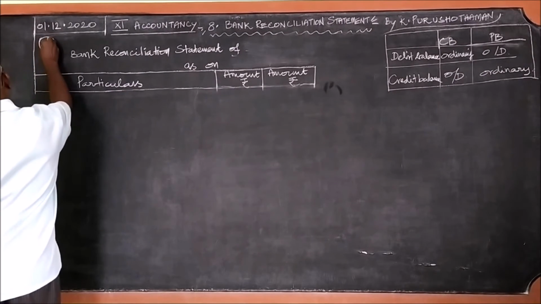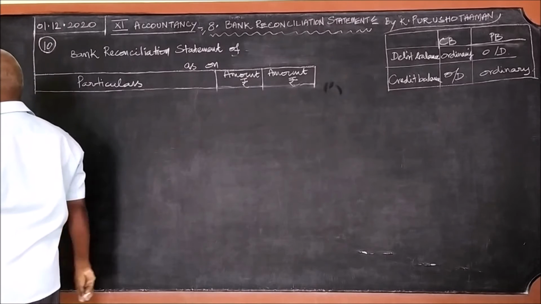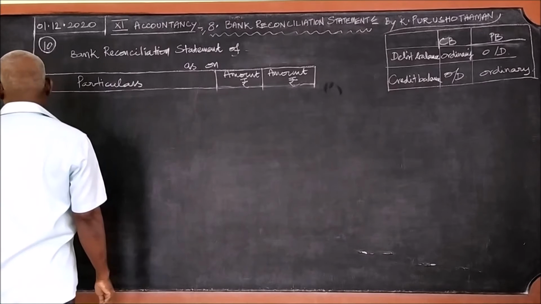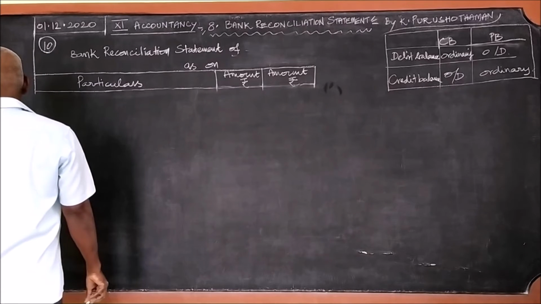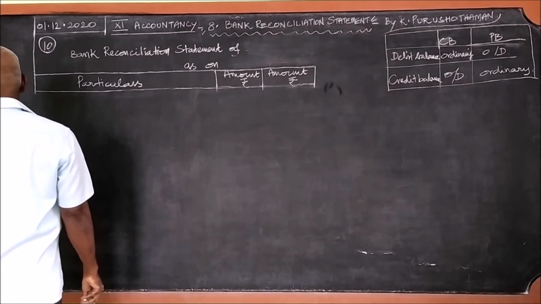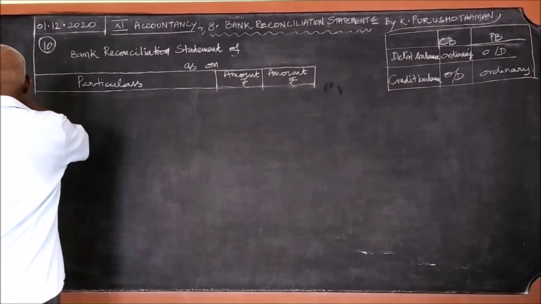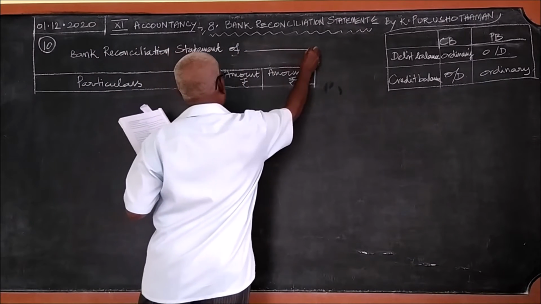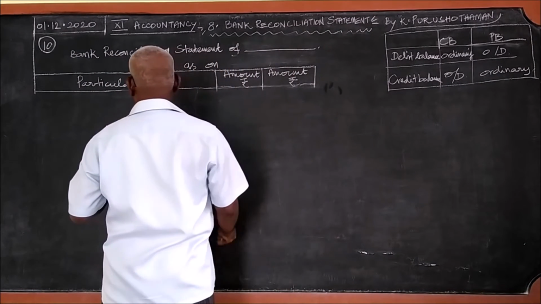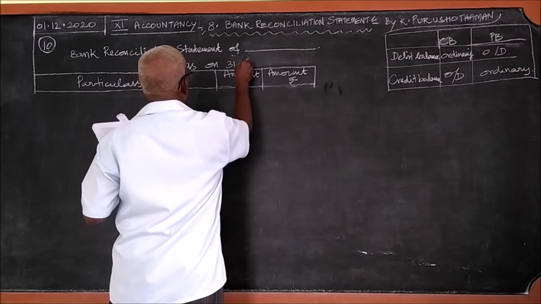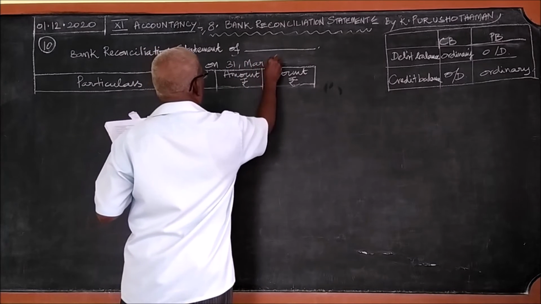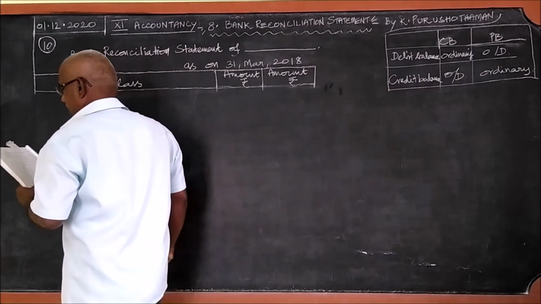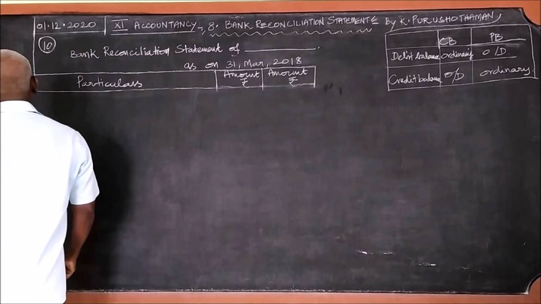We shall pass on to problem number 10 now. In 10, prepare bank reconciliation statement from the following data and find out the balance as per cash book as on 31st March 2018. Here there is no name given, so we leave it as it is. As on 31st March 2018. Yes. Now we shall discuss the problem number 10.